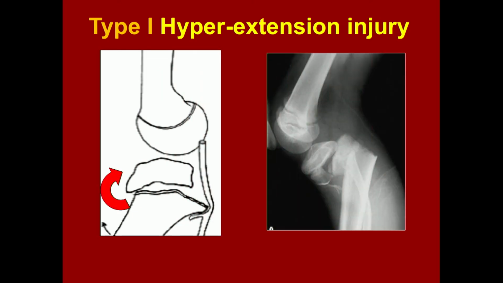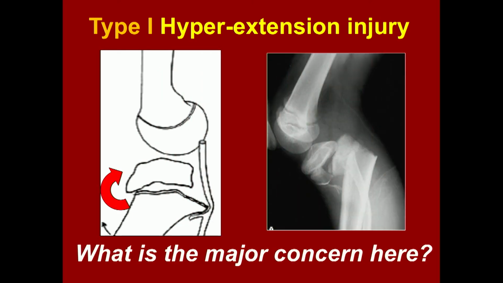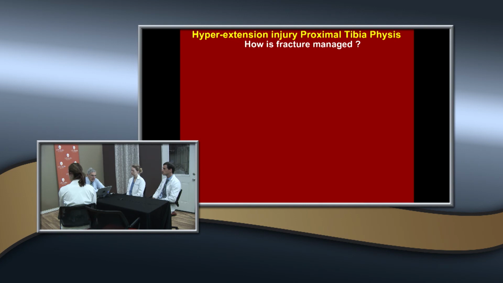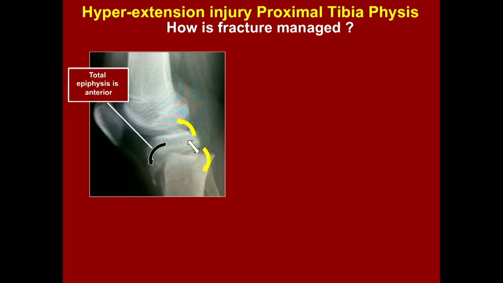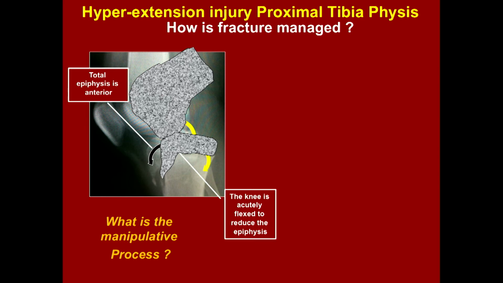Again, that's a hyperextension injury. And the major concern here is what? The popliteal artery? That's exactly right. And what you see here, it opens up posteriorly, and the epiphysis is anterior. So the reduction process is that you flex the knee, and then usually that will push it back, and then you stabilize it with cross pins.